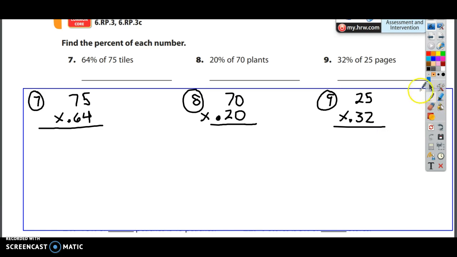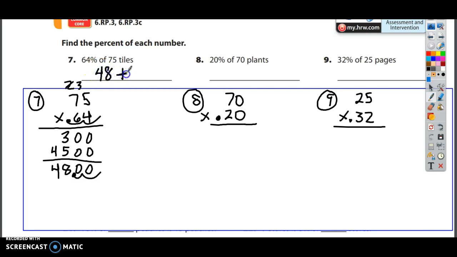Okay, so let's go back to number 7 and just multiply carefully. 4 times 5 is 20. 4 times 7 is 28, plus 2 is 30. I'm in the tens place here, so I need to annex a 0 as a placeholder. 6 times 5 is 30. 6 times 7 is 42, plus 3 is 45. I get 0, 0, 8, 4, and move my decimal 1, 2 places. The answer is 48 tiles. 64% of 75 tiles is 48 tiles.